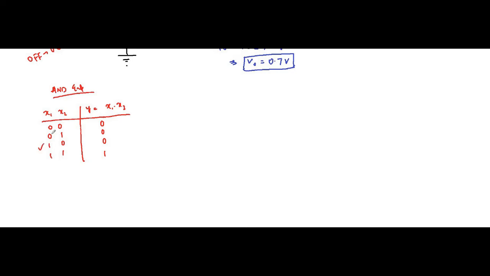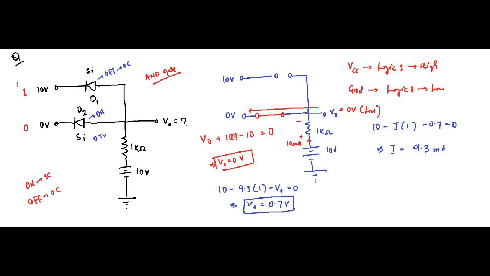This case. Let us take the other one. Okay, this is 1 and this is 0. Okay, this is connected to 10 volt and this is connected to 0 volt. 10 volt, 0 volt, logic 1, logic 0.